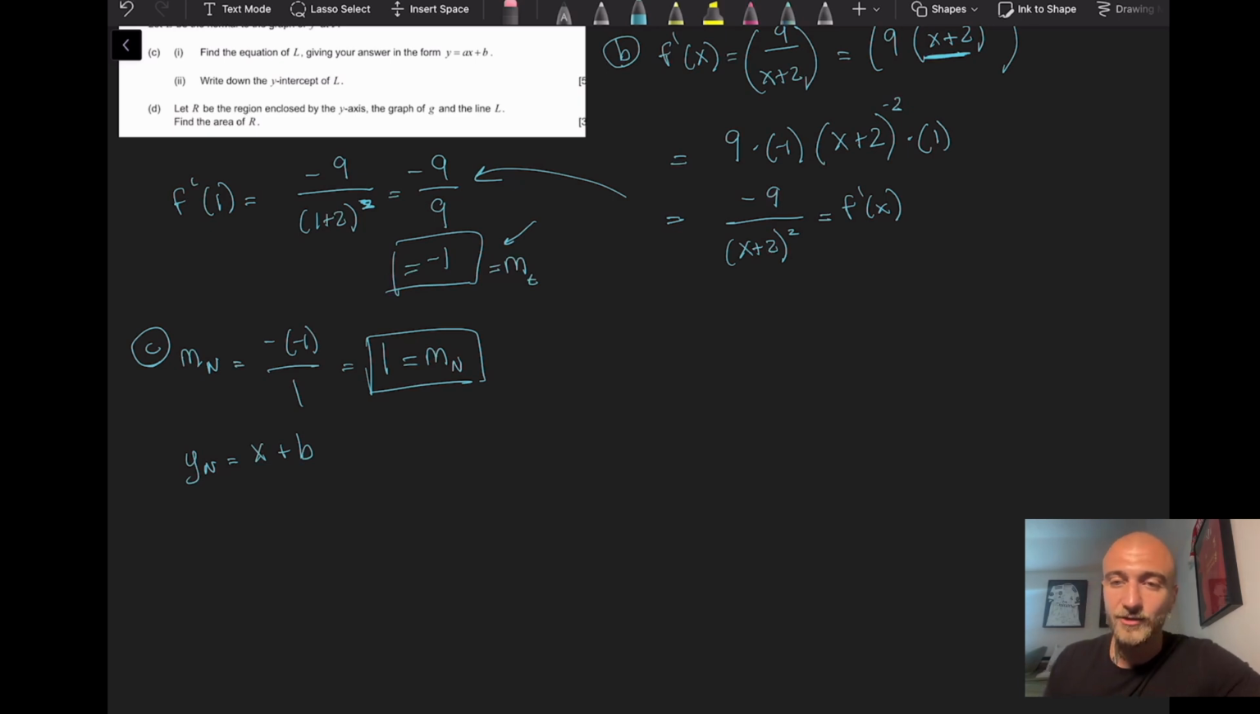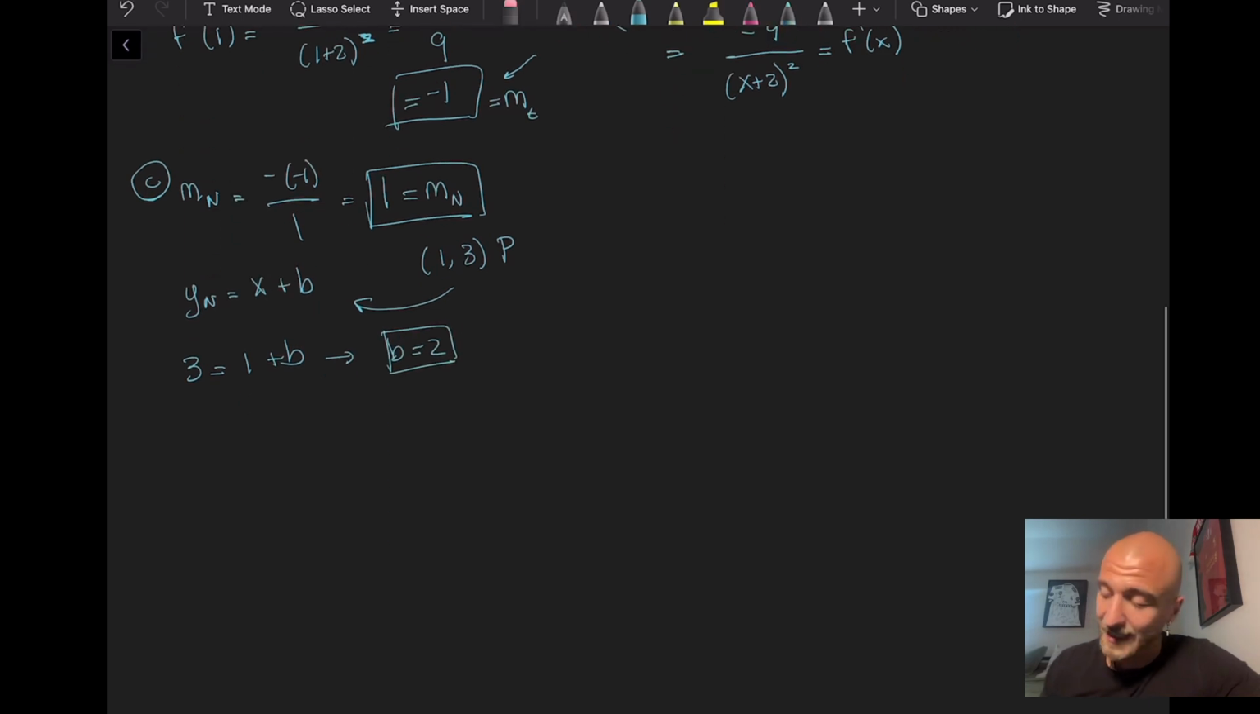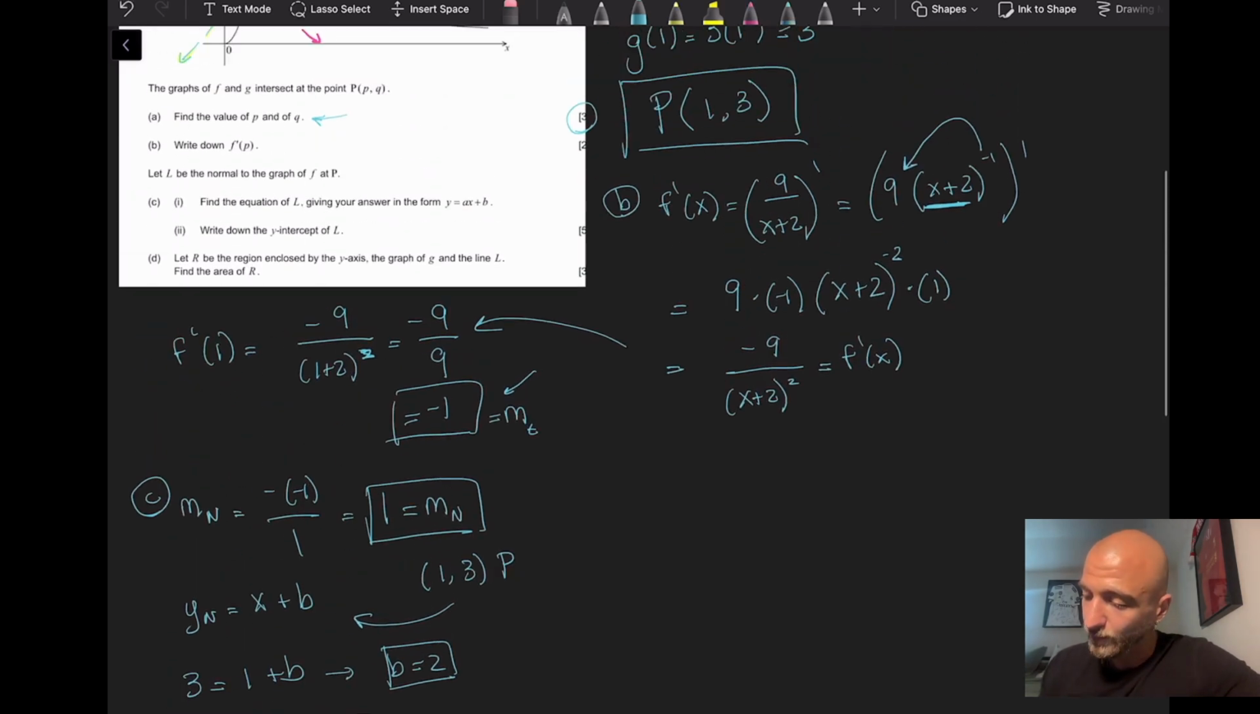All we do now is plug in some points that we already know. We know this goes through the point (1, 3), because that's point P. We learned that already in part A. So let's plug in these coordinates for x and y and see what b value spits out. 3 is equal to 1 plus b, so b is equal to 2. Therefore, our equation for the normal line is y equals x plus 2. Nothing crazy there. That's part C1.